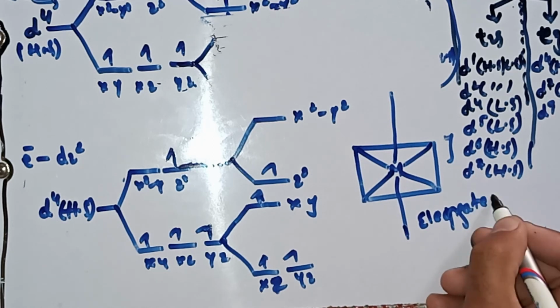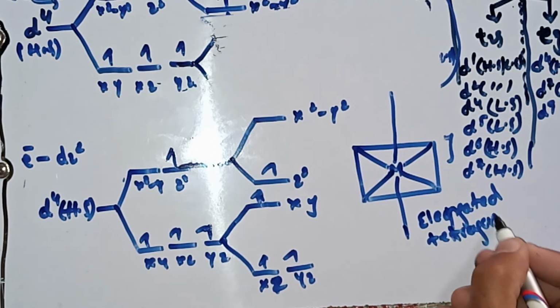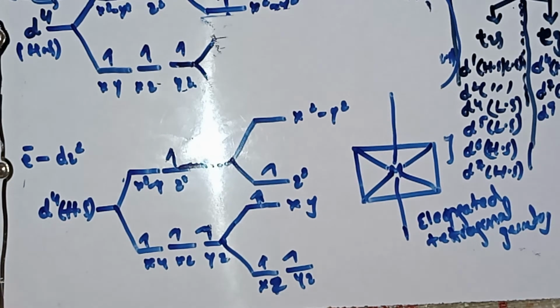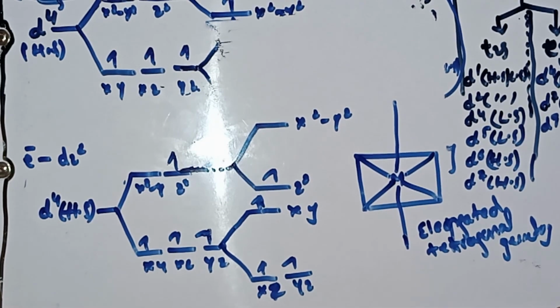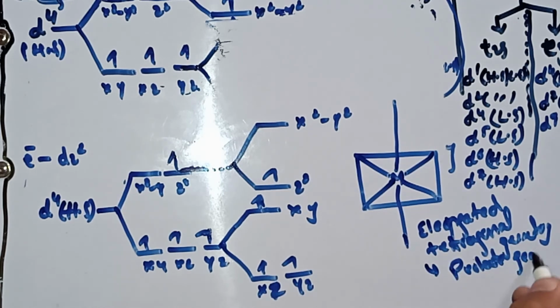elongated tetragonal geometry, while it is also called prolate geometry. Prolate geometry. Is it right?